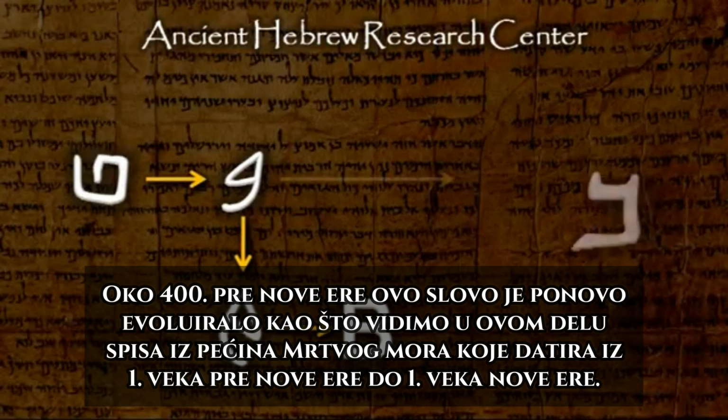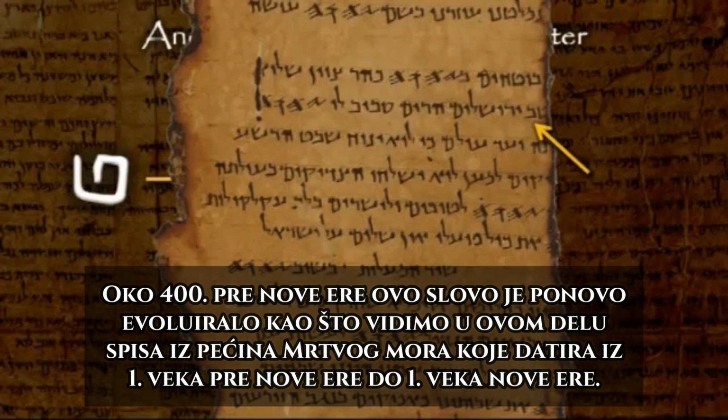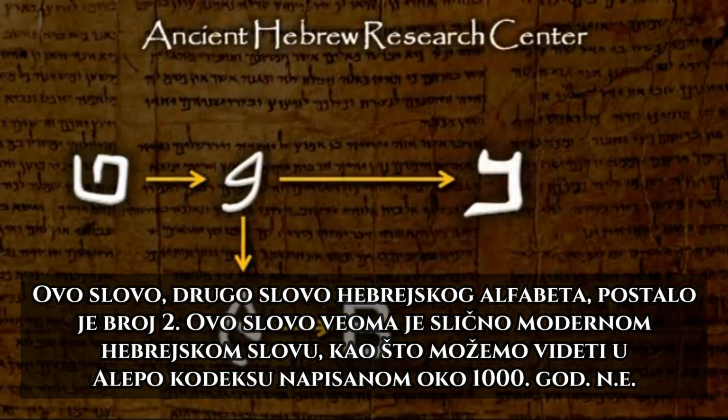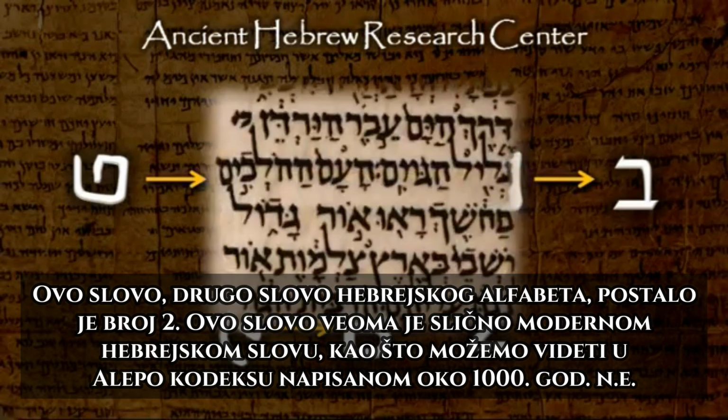Around 400 BC, this letter evolved again, as it appears in this scroll fragment from the Dead Sea Caves, dated to the 1st century BC to the 1st century AD. This letter, the second letter in the Hebrew alphabet, became the number 2. This letter is very similar to the modern Hebrew letter, as can be seen in the Aleppo Codex dated to about 1000 AD.